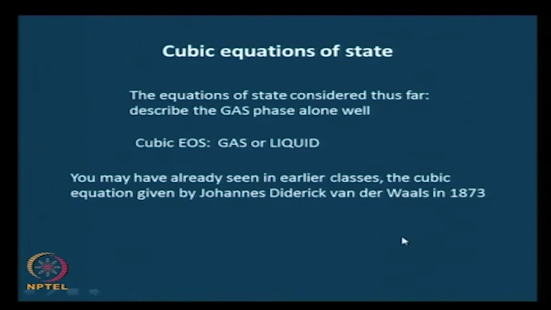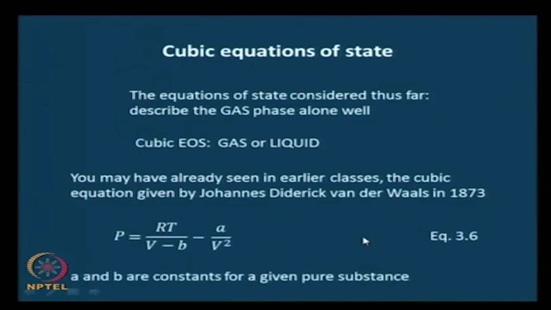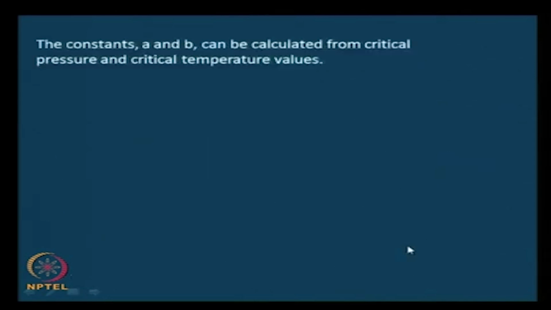in your first year courses, which is the van der Waals equation of state, which goes as P equals RT by V minus B minus A by V squared, and A and B are constants for a given pure substance. We said that the A and B can be calculated from critical pressure and critical temperature values.